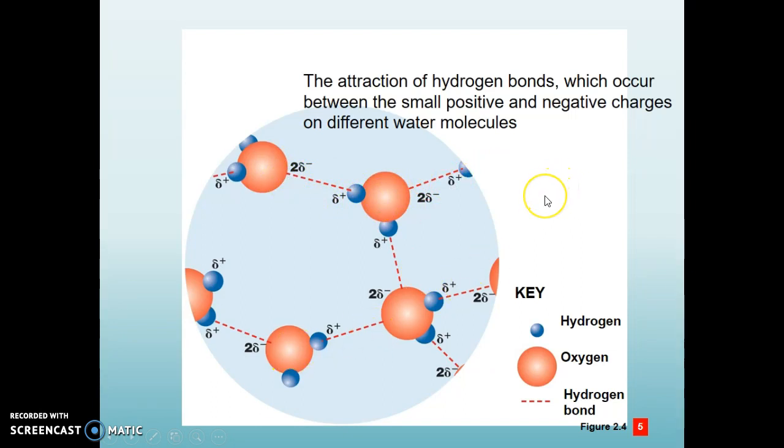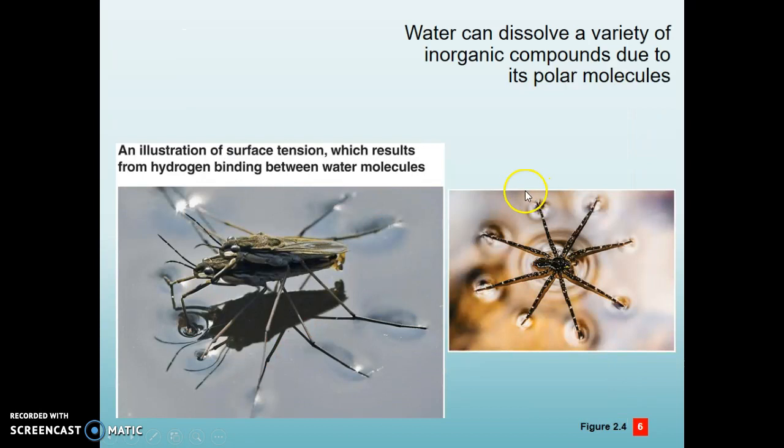It causes water molecules to stick together. When water molecules stick together, organisms can walk on the surface. This is called surface tension.